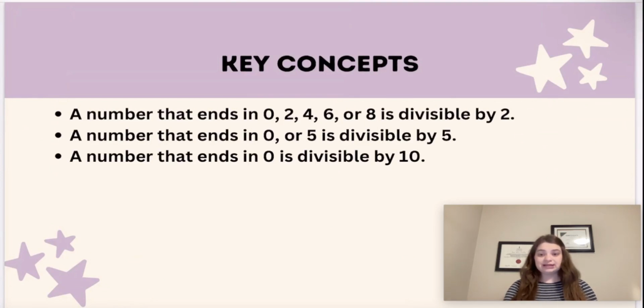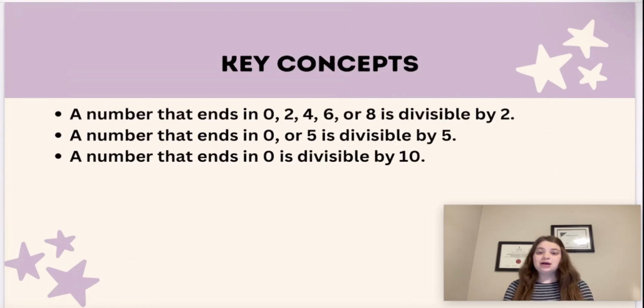All right, so the key concepts for today are that a number whose final digit is 0, 2, 4, 6, or 8 is divisible by 2. Therefore, if the last digit of a number is even, that number is also even, divisible by 2. A number that ends in 0 or 5 is divisible by 5. So same thing, we just look at the final digit. If it's 0 or 5, then it's divisible by 5.